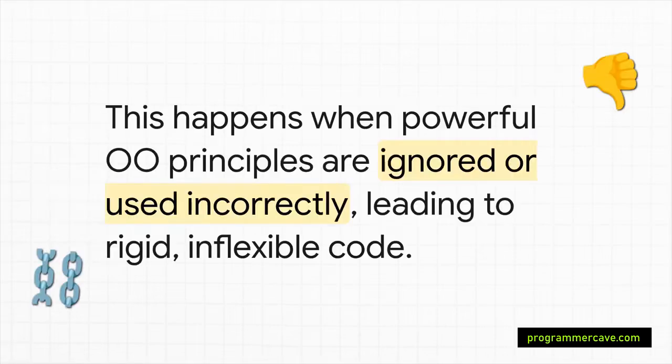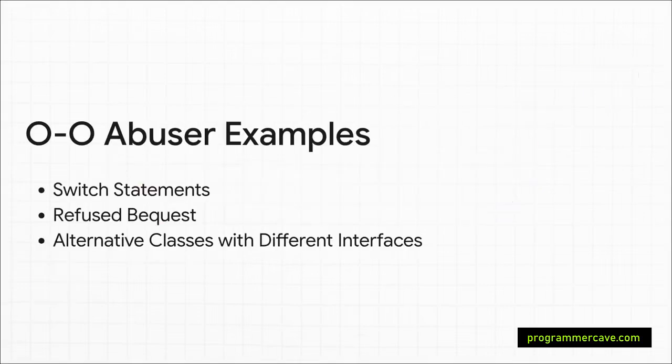All right, let's move on to our next category, the object orientation abusers. This is what happens when those really powerful ideas of object-oriented design get either ignored or, honestly, just used incorrectly. And the result is code that's super rigid when it's supposed to be flexible. For instance, a giant switch statement is almost always a sign that you should be using something called polymorphism. Now, that's just a fancy word for letting different objects respond to the same command in their own unique way, which is so much cleaner.